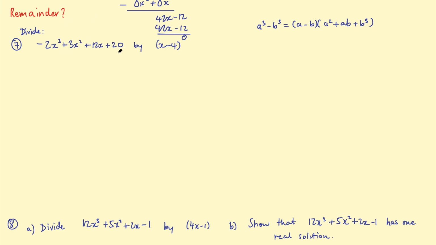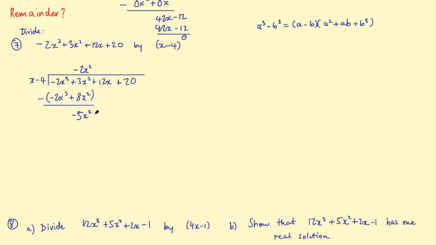Well, let's have a look at an example involving a remainder and see how we deal with that. So firstly, set up your problem as we have been doing and follow all the same steps as we have been doing already. So negative 2x cubed divided by x is negative 2x squared. Multiply that term by the divisor. 3x squared take 8x squared is negative 5x squared.